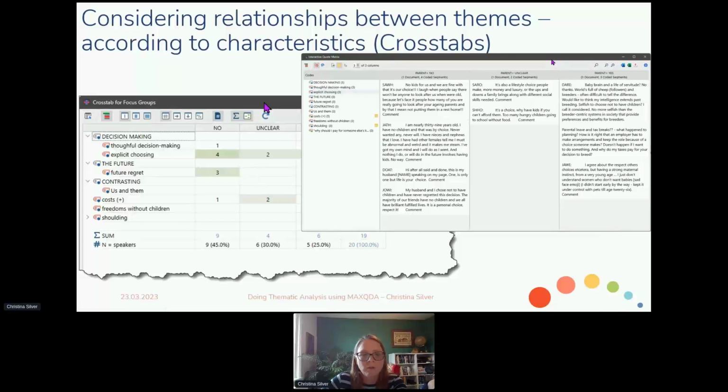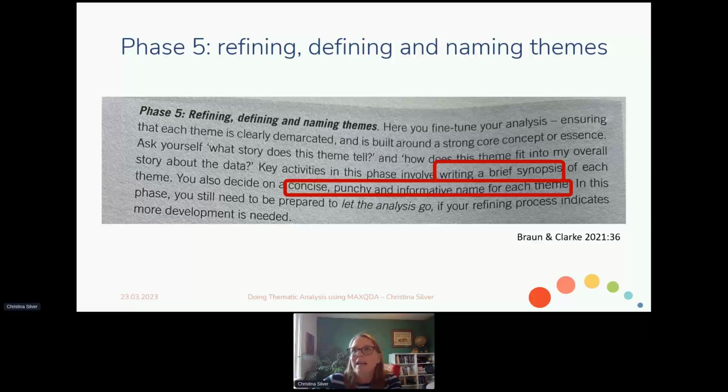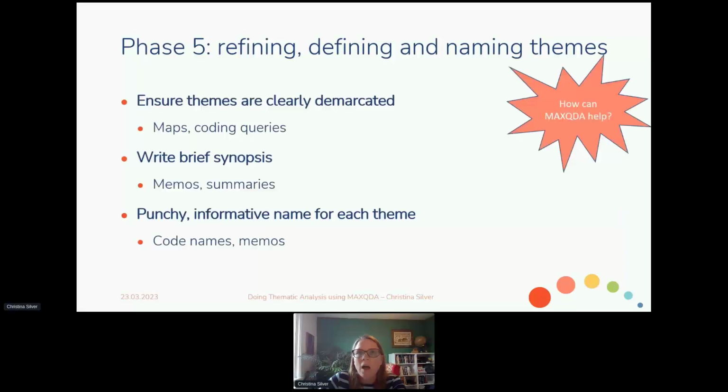Okay, I'm realizing that I'm way over time as per usual. So very quickly, refining, defining, naming themes is the next phase according to Braun and Clarke, and that of course can happen along the way. They talk about writing a brief synopsis and really thinking about the label of each theme. And again, we can do that using various different tools in MAXQDA. I'm going to very briefly just remind you of the summaries tool.